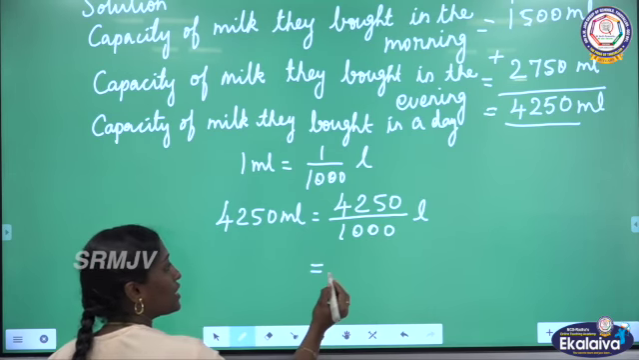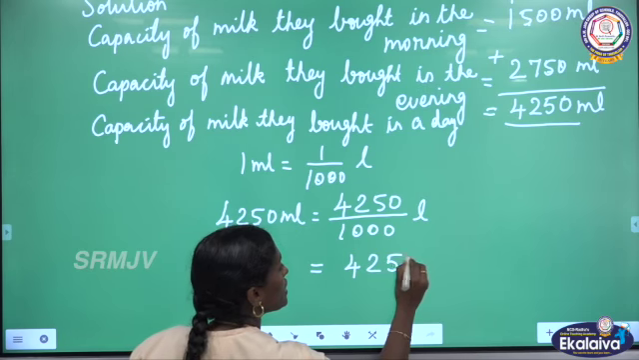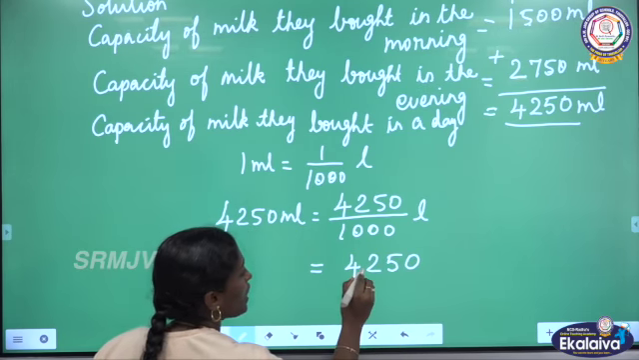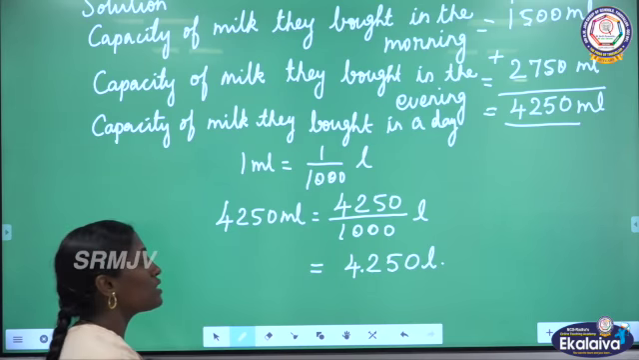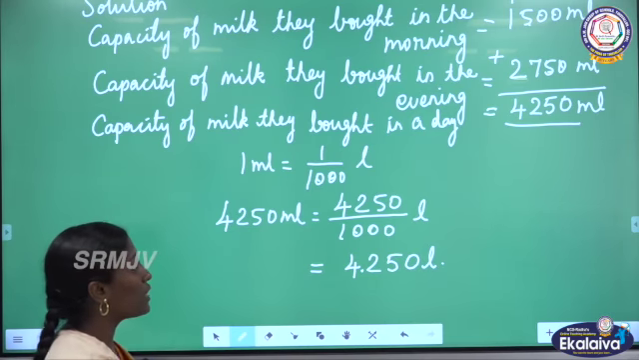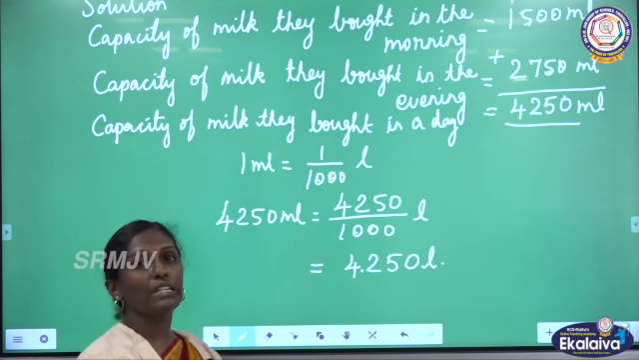So we have to keep the decimal point. Here 3 zeros are there, so we need 3 decimal places. So from the last, before 3 digits, we have to keep the decimal point. So that is 4.250 liter. So they bought 4.250 liter of milk in a day.